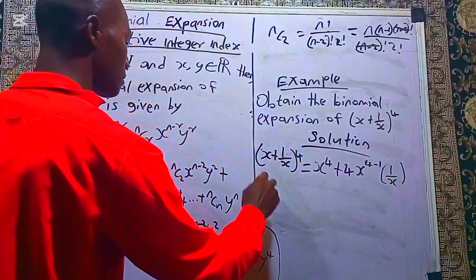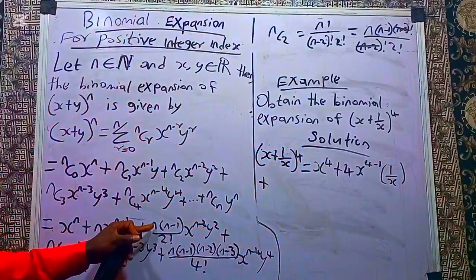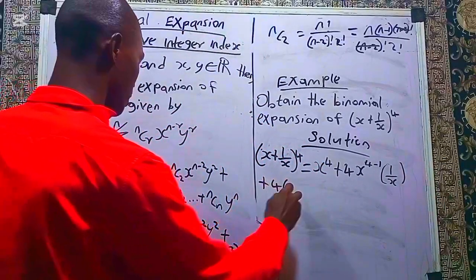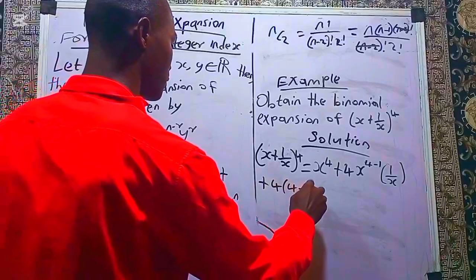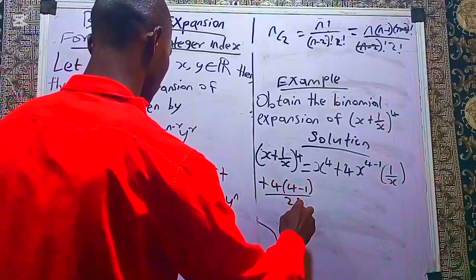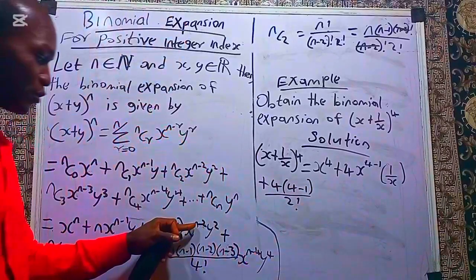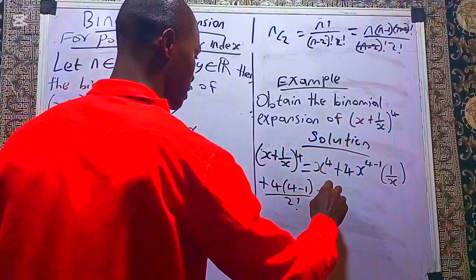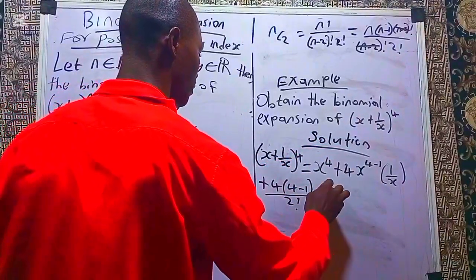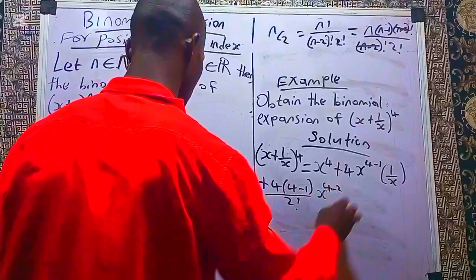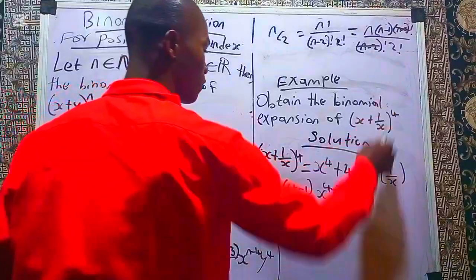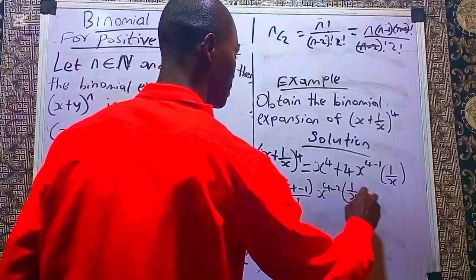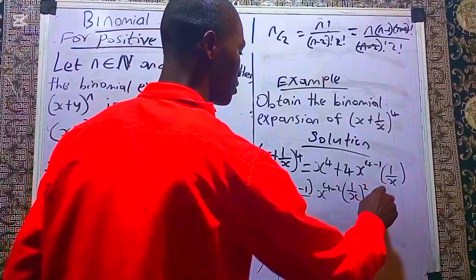Then plus the next one. What is the next one? n, which is 4, into 4 minus 1, over 2 factorial. Then x raised to power n minus 2, that's this first one, n is 4, so 4 minus 2. Then y raised to power 2, the second quantity, 1 over x raised to power 2.